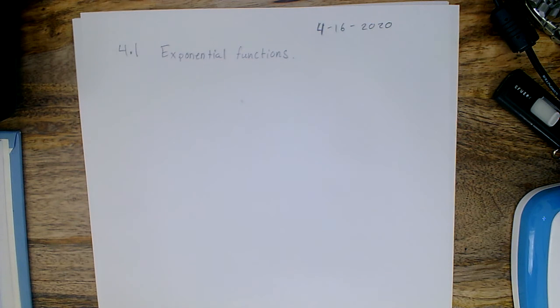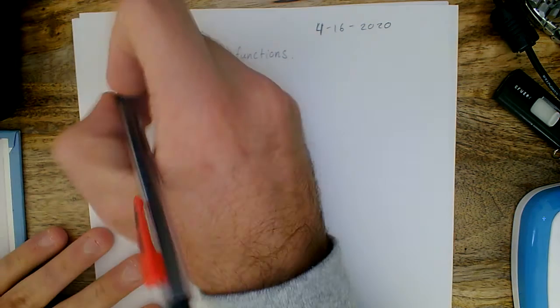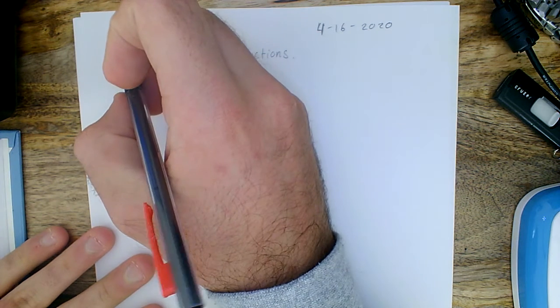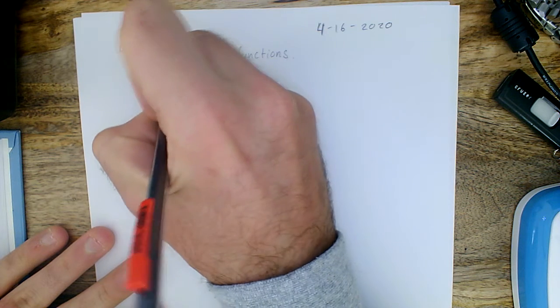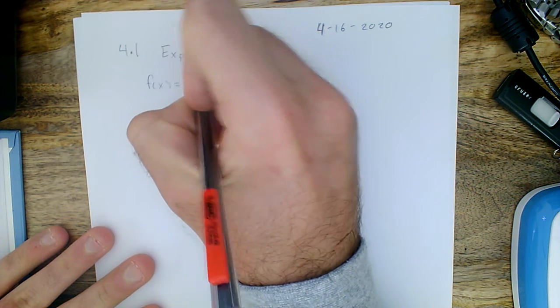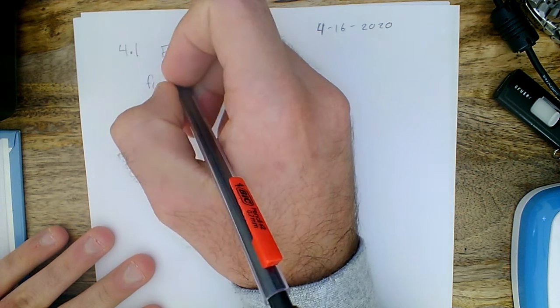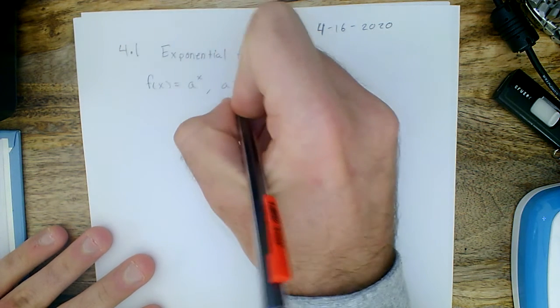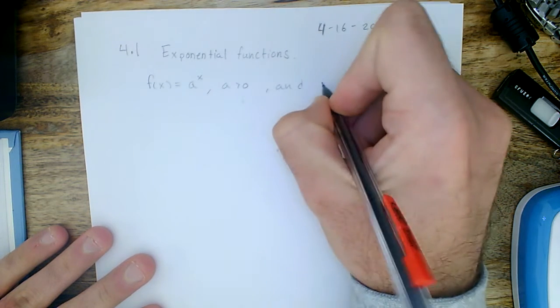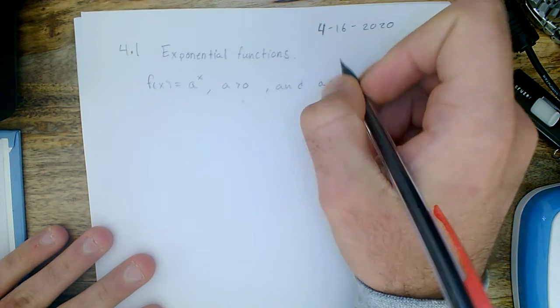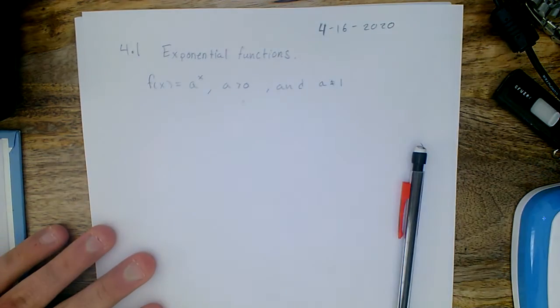Okay, so we've been dealing with polynomials for the first 3 chapters, but now we're going to deal with an exponential function. An exponential function looks like this: f of x equals a to the x, where a is a positive number and a is not equal to 1.